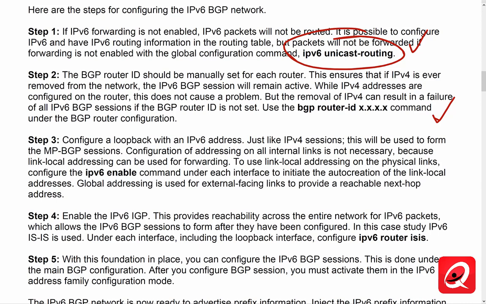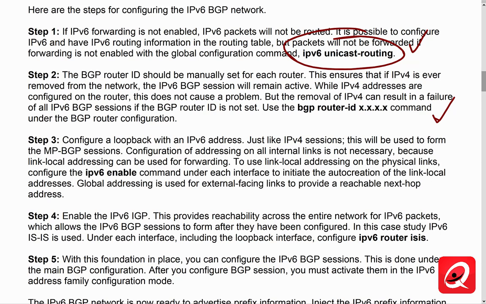But if they don't have to be routable, then that's not a necessity in this case. So that's what they're talking about in this particular case. Just go into the interfaces and do an IPv6 enable, and that will automatically create those link local addresses on those interfaces, and then we can use those link local addresses for routing.